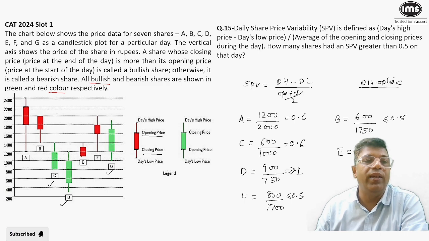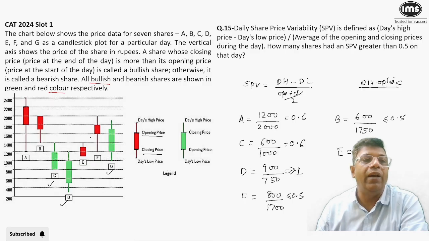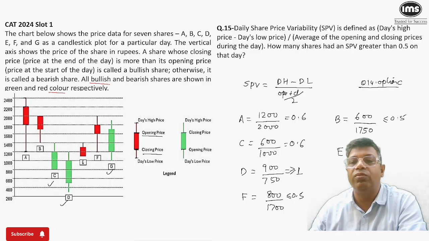Next, we'll go for E. Highest minus lowest: lowest is 1100, highest is 1400, so there is a difference of 300. And average price is 1300 and 1100, so 11 plus 13, that is 24, divided by 2, 12. Again, this value is less than 0.5.